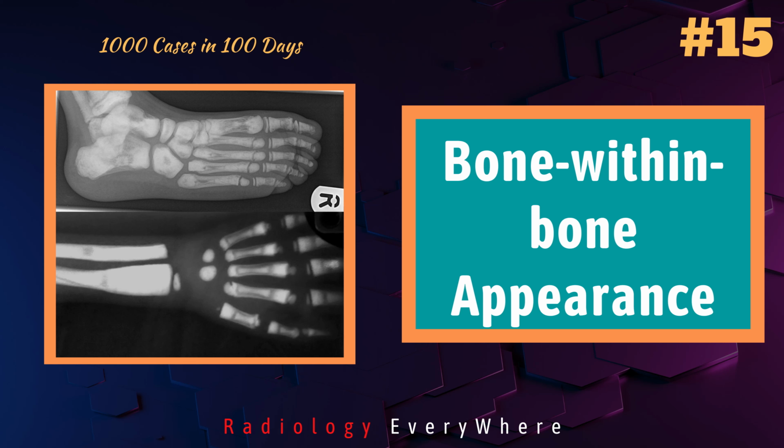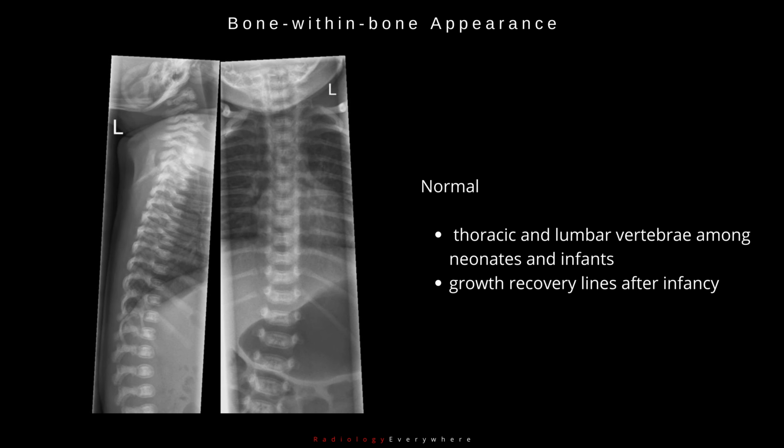In this video, we discuss bone-within-bone appearance due to endosteal new bone formation. This is a descriptive term applied to bones that appear to have another bone within them. 1. Normal. A. Thoracic and lumbar vertebrae among neonates and infants. B. Growth recovery lines after infancy.